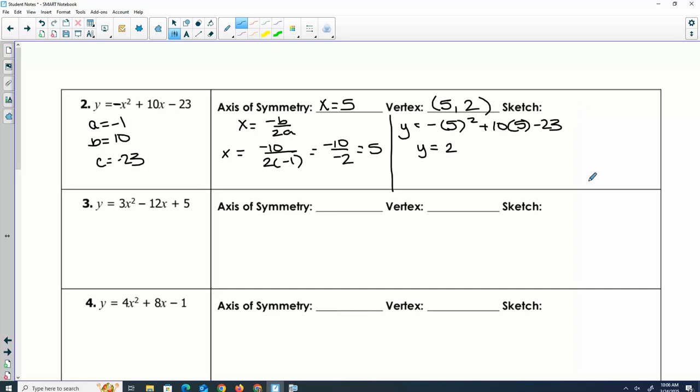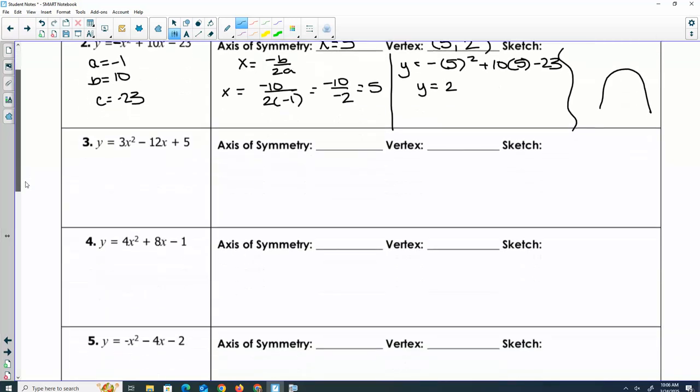All right, can you tell me, is this parabola going to open up or down? Down. Down, because of the negative in front. Good. So we have a downward parabola this time. Okay, we're going to do a couple more. Make sure we've got it. Let's look at number 3.